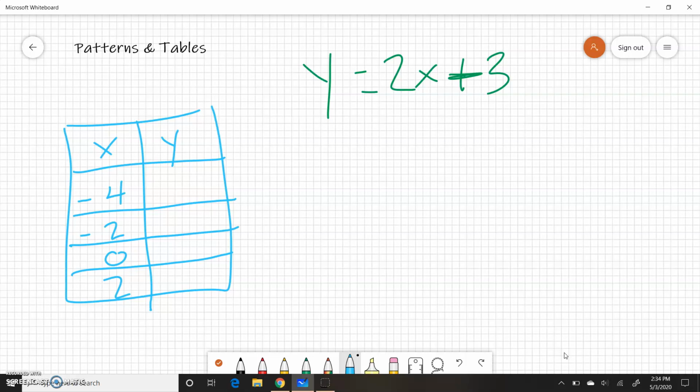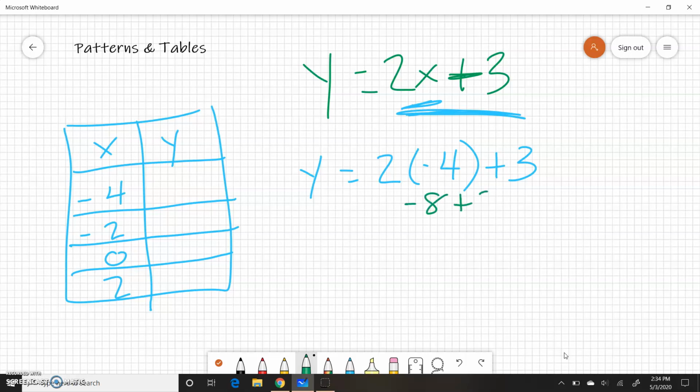So I'm going to do the same thing. I'm going to stick my x's into my equation up here. Now this is a two-step equation, as you notice. There's multiplication first, and then there's addition. So it's going to be y equals 2 times negative 4 plus 3. Okay, 2 times negative 4. That gives me negative 8 plus 3. That gives me negative 5.